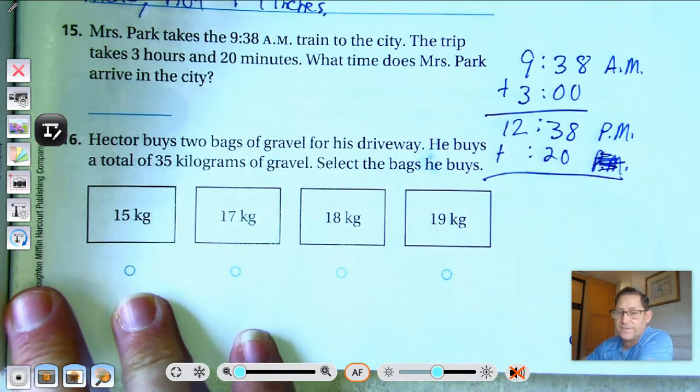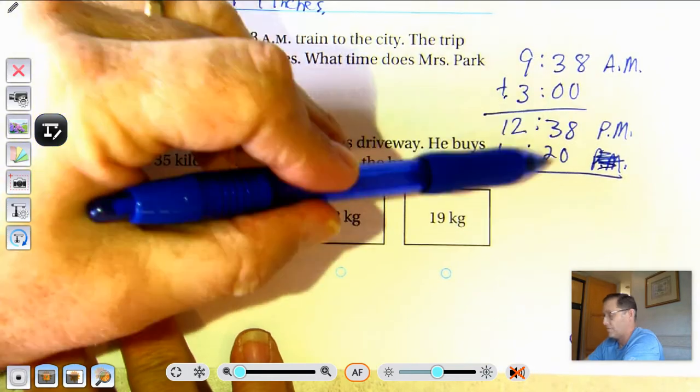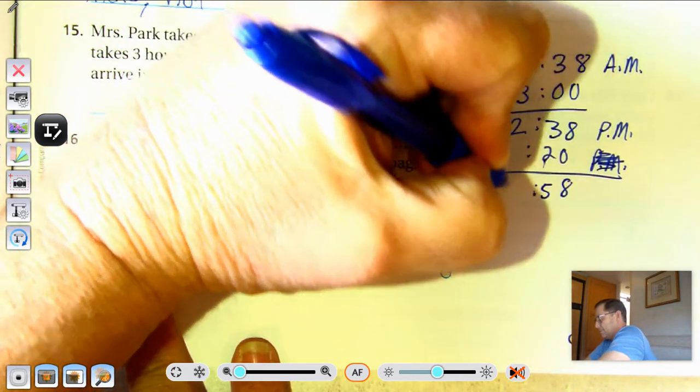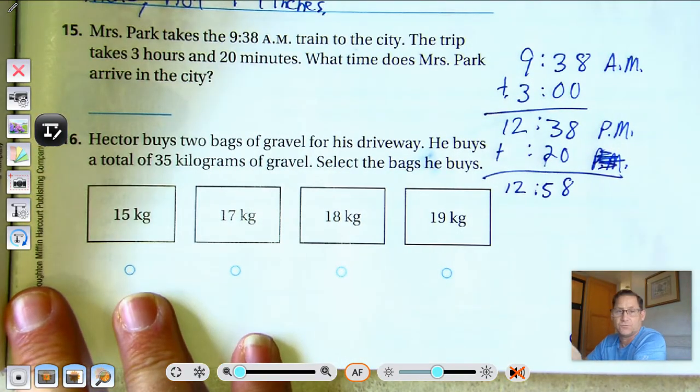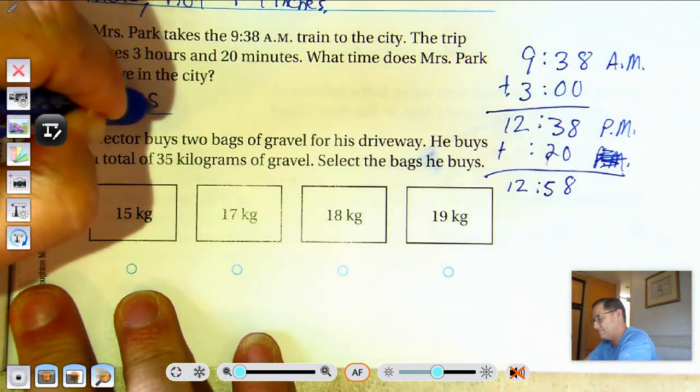PM time is just 20 minutes. All right. So 20 minutes. So we added the 3 hours. Now we're adding 20 minutes. So 12:58 p.m. All right. Number 16.